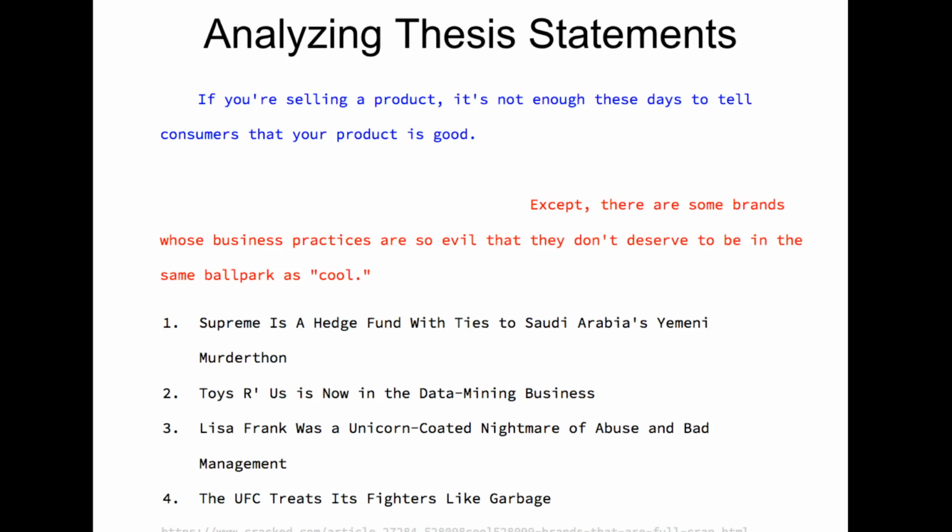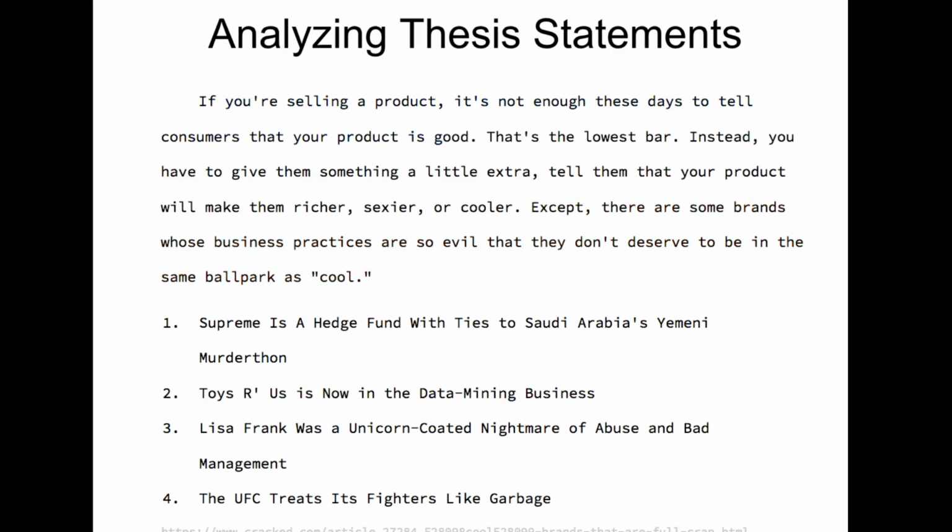We need to fill in some details in the middle. So just take a moment, have a read of that one. Okay, so what we have here is, it's pretty short, but it's a good example of an introduction. We have a nice attention grabber with a hook. Then we have some background information. So that's the lowest bar. Instead, you have to give them something a little extra.